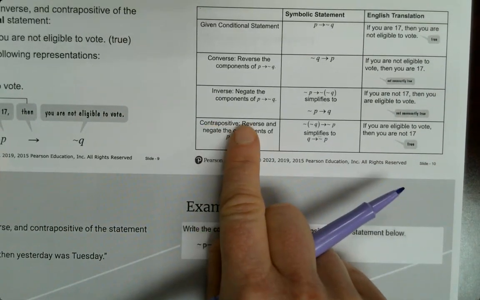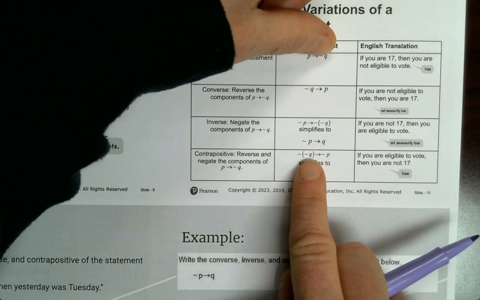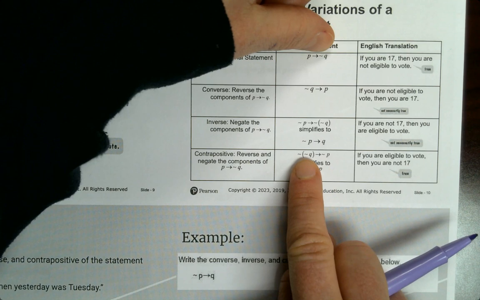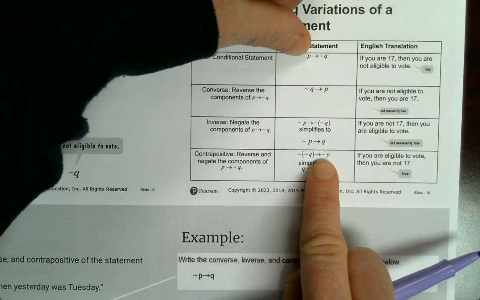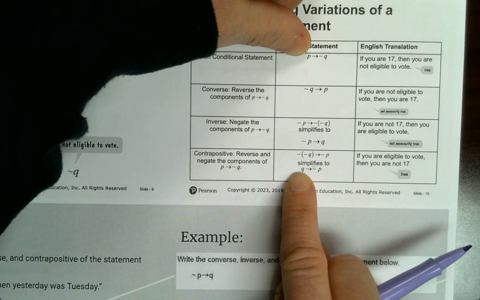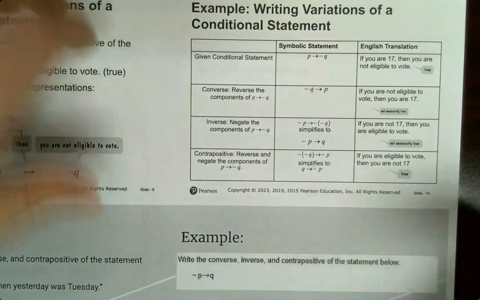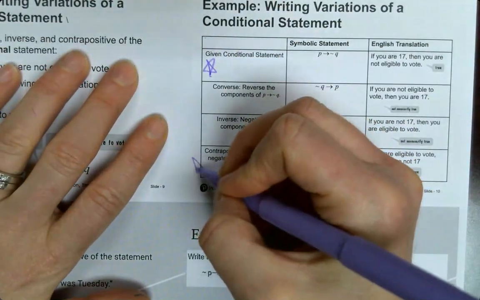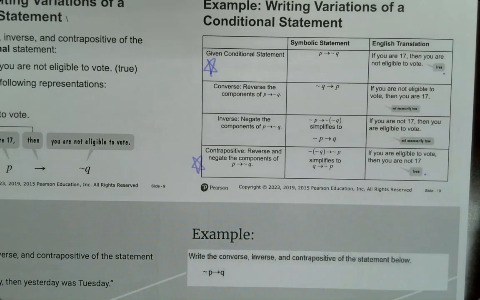All right, contrapositive. You're going to flip these and negate them. So put the negated Q, which becomes Q, and then you negate the P. That means if you are eligible to vote, that's Q, then you are not 17. And that is true. So the conditional and the contrapositive are equivalent. Whatever the truth value is, they're the same.